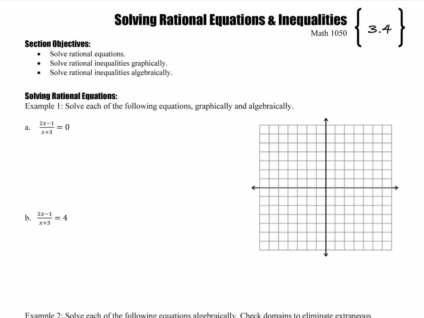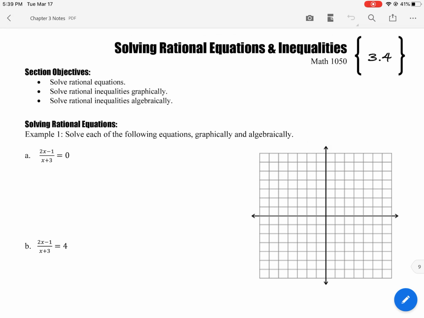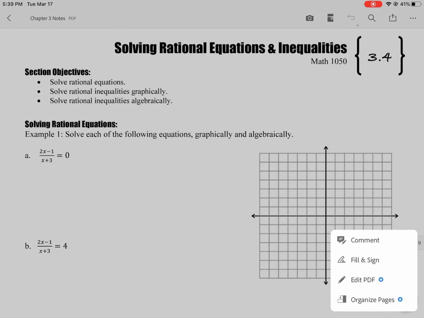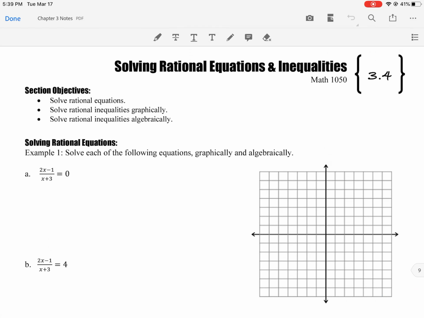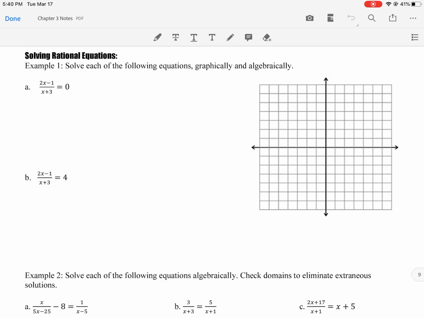Okay, to get us started today, we're going to look at solving rational equations. So I'm just going to focus on equations for this first part. We're going to do the front side of the notes, and then I'll make another video in regards to the inequalities. So when it says solve the following equations graphically and algebraically, let's just start with our graphs.